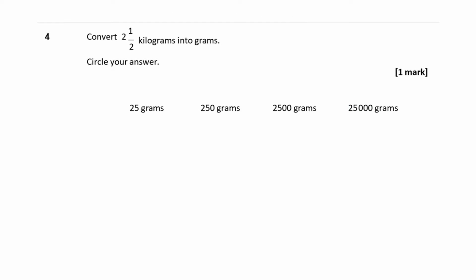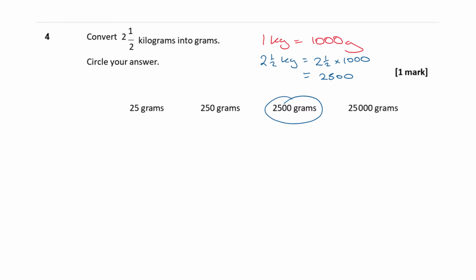Question 4. Convert 2.5 kilograms into grams. Well, how many grams are there in a kilogram to start with? 1 kg is equivalent to 1,000 grams. So if I've got 2.5 kg, that's going to be 2.5 times 1,000, which is just 2,500. It's going to be that one there, 2,500 grams.